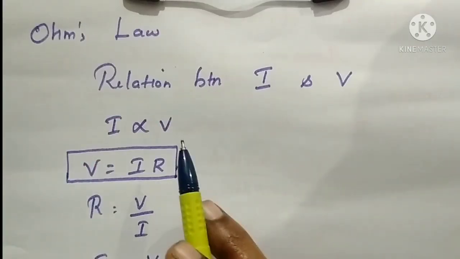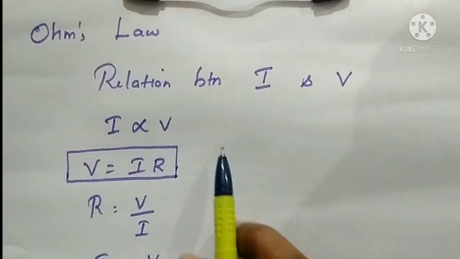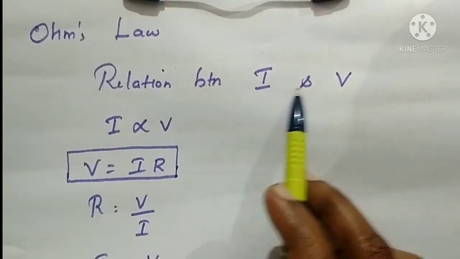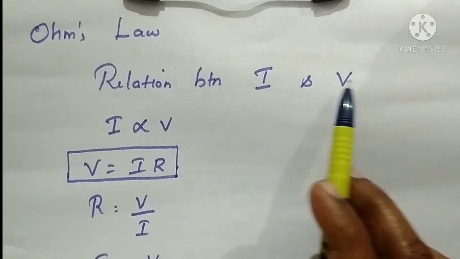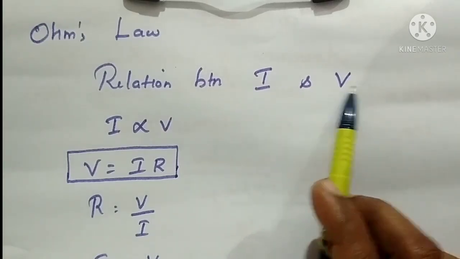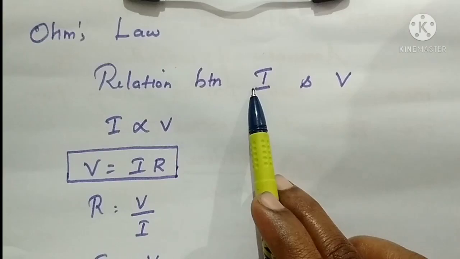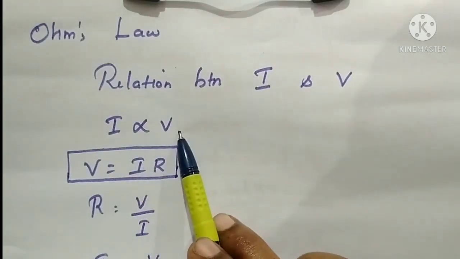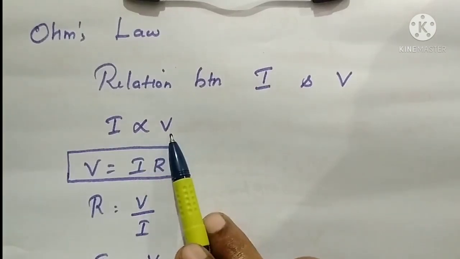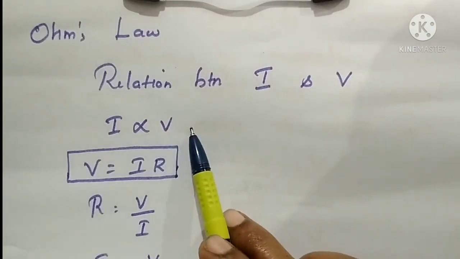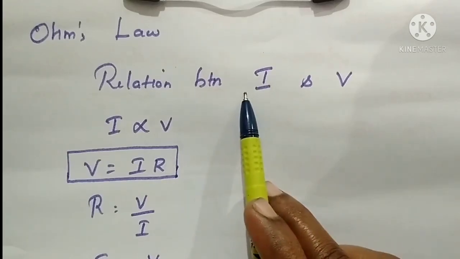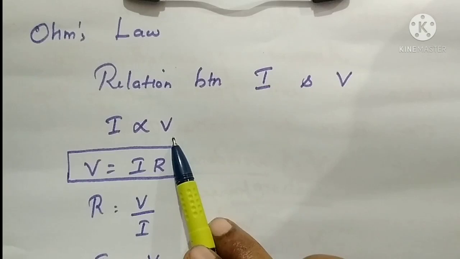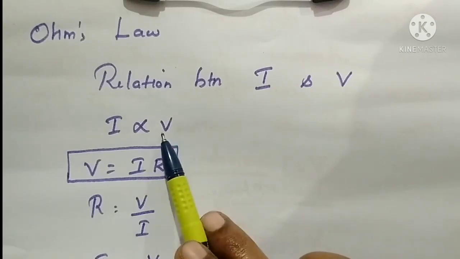Now we are going to recall the formula for Ohm's law. We all know that Ohm's law tells the relation between the current and the potential difference. According to Ohm's law, at a constant temperature, the steady current flowing through a conductor is directly proportional to the potential difference between the two ends of the conductor. Do you all remember Ohm's law?